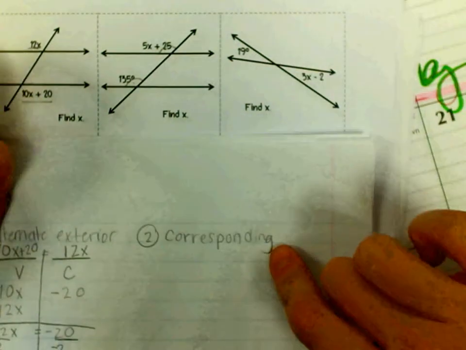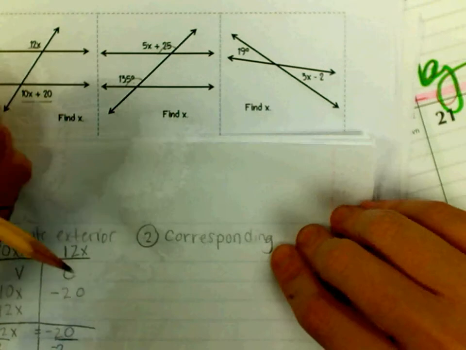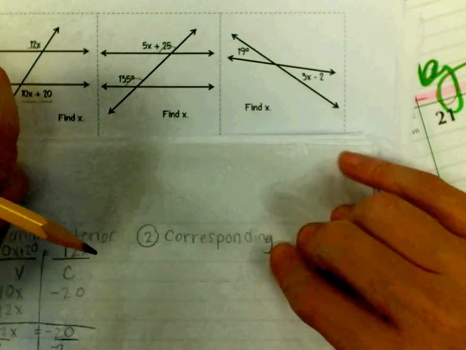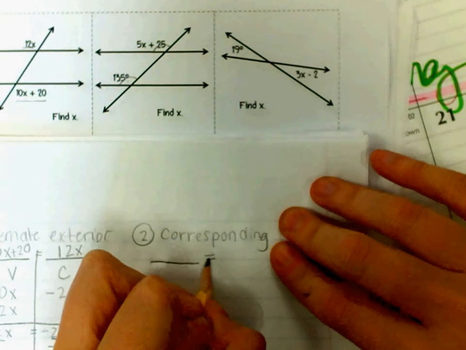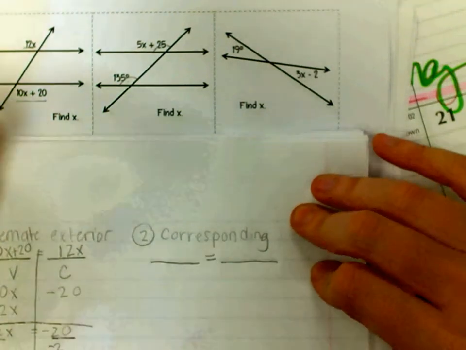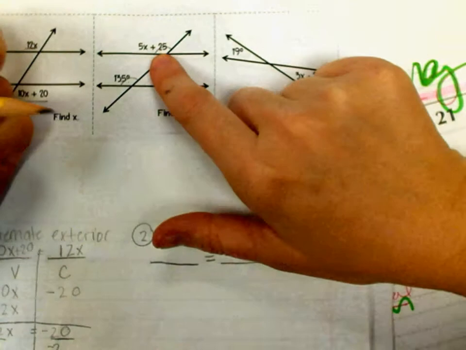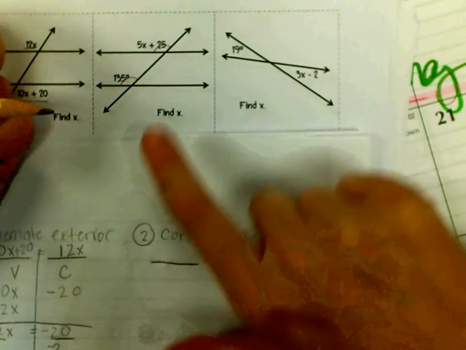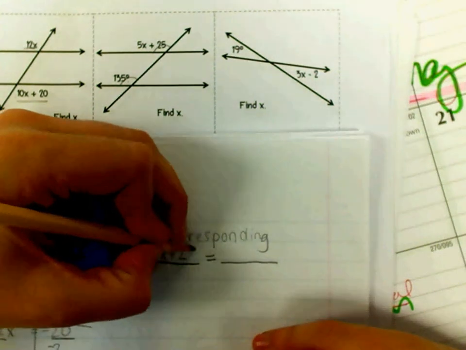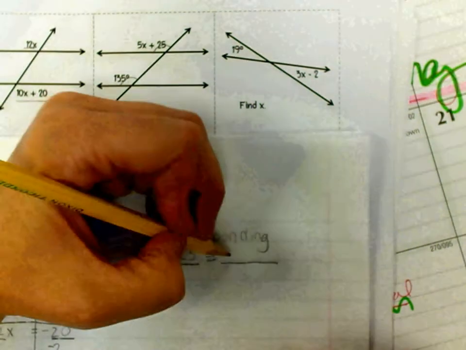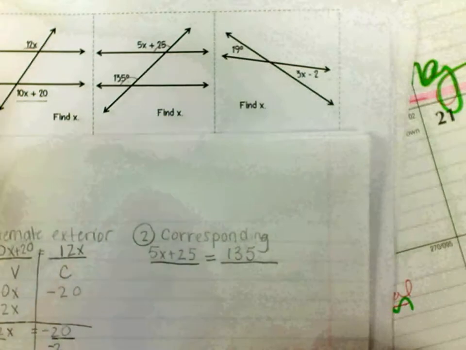Alright, corresponding angles, you can refer to the chart in your notes. Corresponding angles are congruent. So that means blank equals blank. And we'll put the top expression in the first blank. So 5x plus 25 equals 135 degrees. Alright?